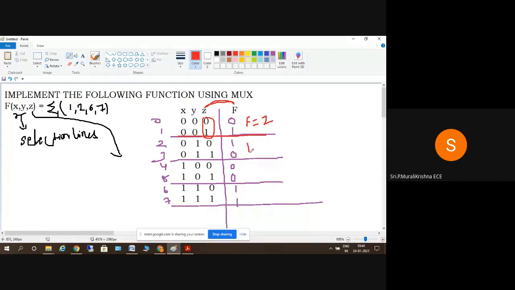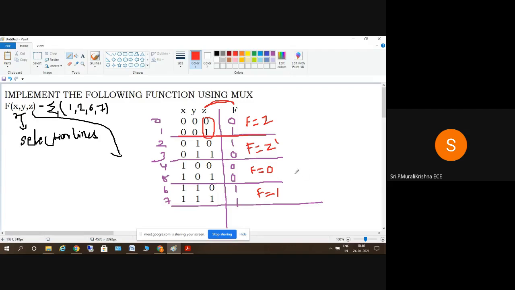Now for selection lines 0, 1, the value of f is z bar, z inverse. For 1, 0, f is equal to 0, which is correct, because irrespective of the values of z, we are getting a 0 here. Both are 0, hence f is equal to 0. And here f is equal to 1, irrespective of the values of z.